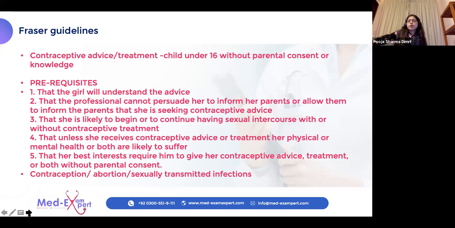If she says no, you cannot force her, but you still should try to persuade her. The further conditions are that she is likely to begin or continue having sexual intercourse with or without contraceptive treatment, that unless she receives the contraceptive advice or treatment, her physical or mental health or both are likely to suffer, and that her best interests require him to give her contraceptive advice, treatment, or both without parental consent.